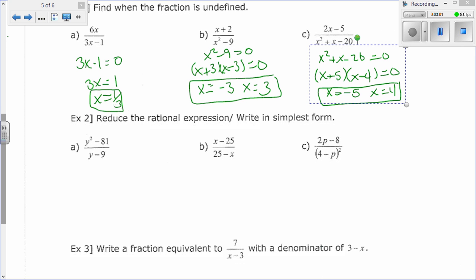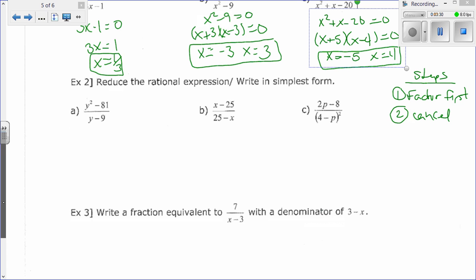For number 2, it says reduce the rational expression and then write in simplest form. Well, we have some steps we're going to use to do this. One is to factor first. And 2 is to cancel. Always factor first.